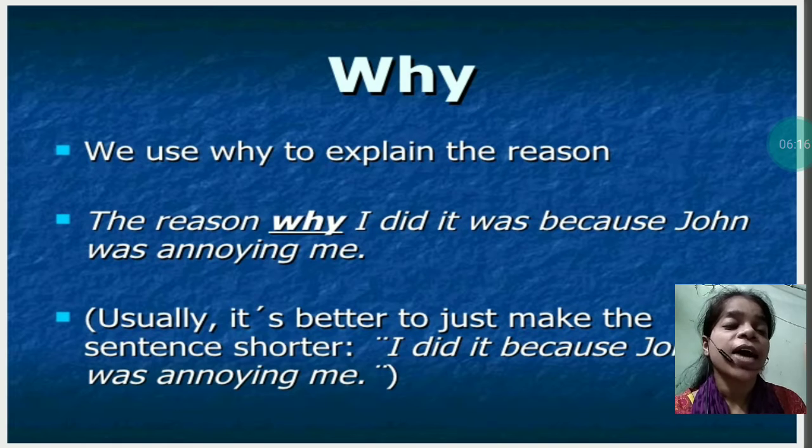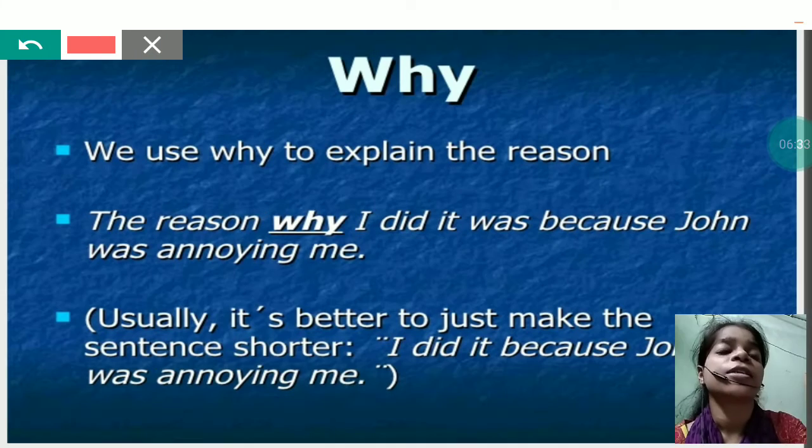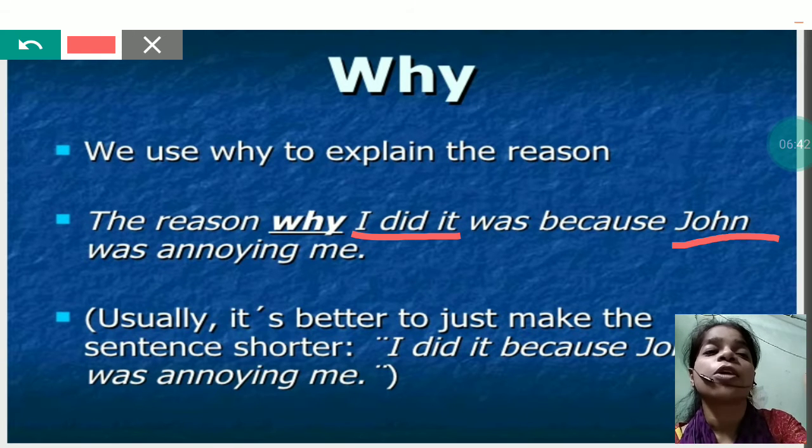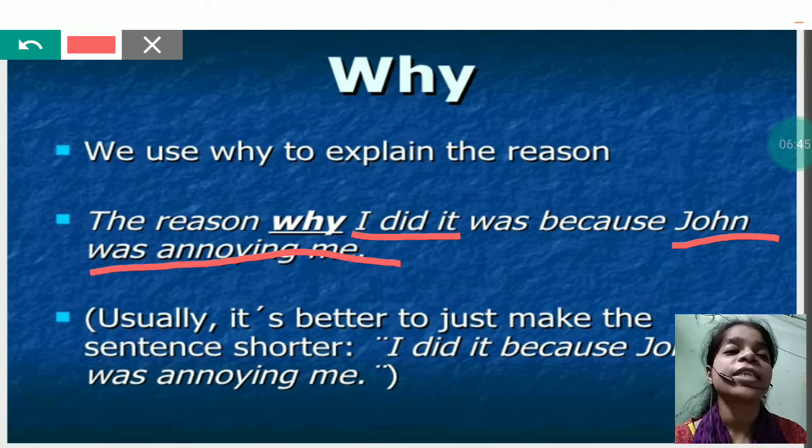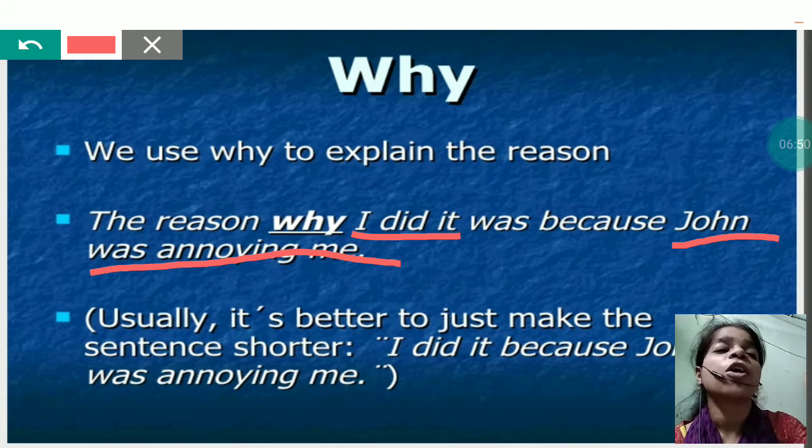Next one is why. Why is used to explain the reason, meaning if any action has been done, then it denotes the reason why that particular action was performed. The reason why I did it was because John was annoying me. So the speaker is saying that he did something. But what's the reason why he did that thing? The reason is John was annoying me. So the relation between I did it and John was annoying me is that John was annoying me is the reason that the subject did something.